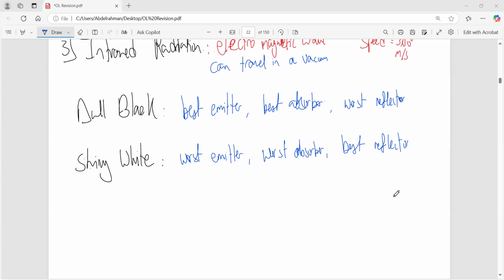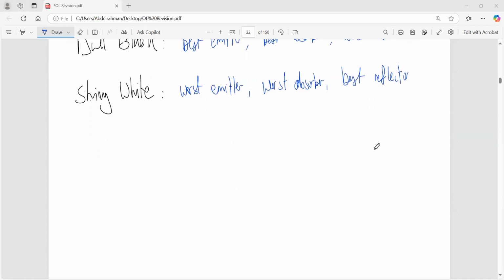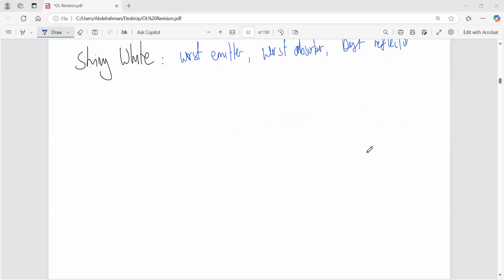Let's take a couple of examples. Let's write down a couple of very famous examples to determine whether I have a good absorber or a good emitter, or a bad absorber or a bad emitter. Example number one: I have a beaker, or a container, with hot water inside it.